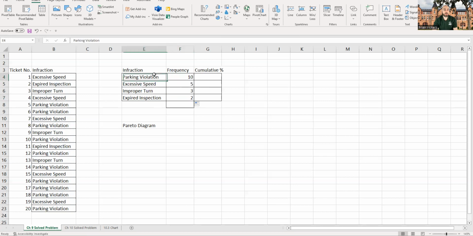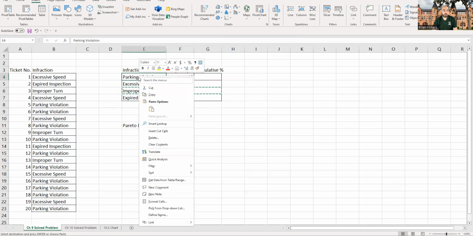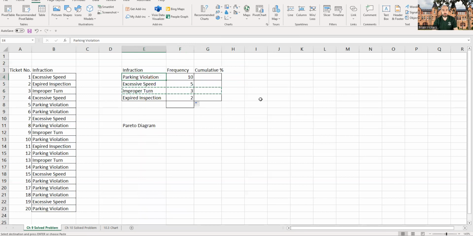Perfect. Now, if these were not listed in frequency from highest to lowest, I would need to cut and then right-click, insert cut cells to move them around to arrange them from high to low, because part of the Pareto diagram requires us to arrange from high to low. And then we're going to look at a couple more things in this box.